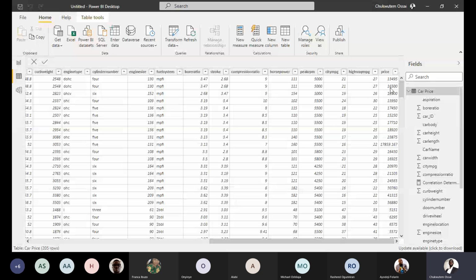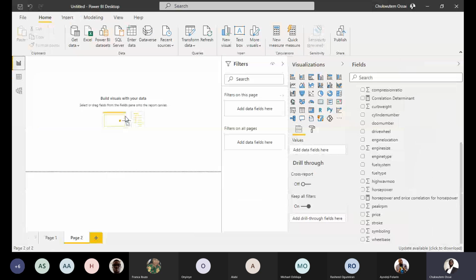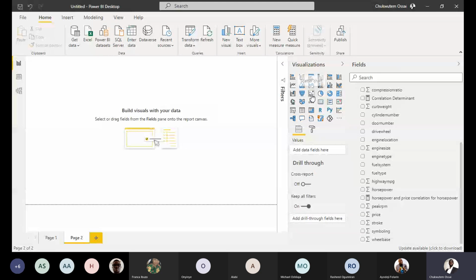So now it means that the engine size will become the independent variable, while the price, which is the one that changes, will be the dependent variable. So let us quickly see how we can do that in Power BI. One of the visuals that is used most times to determine this is the scatter chart. It is the scatter chart that we use to determine the relationship between two variables. So let me bring up the scatter chart.